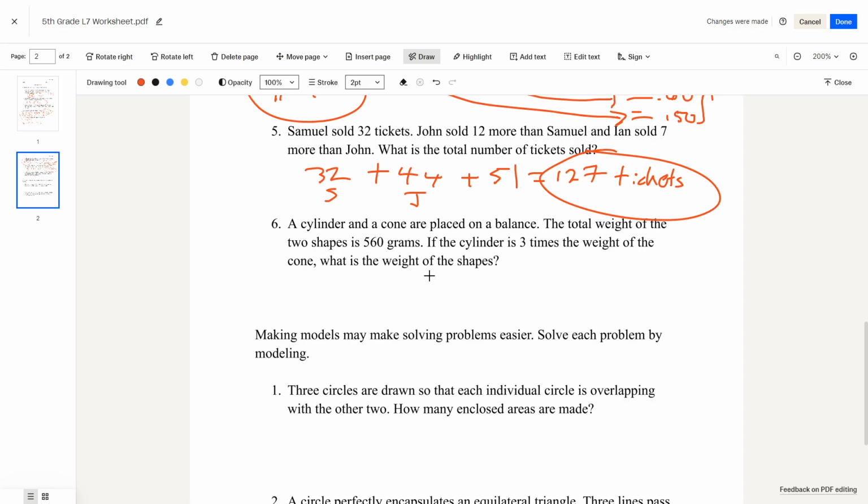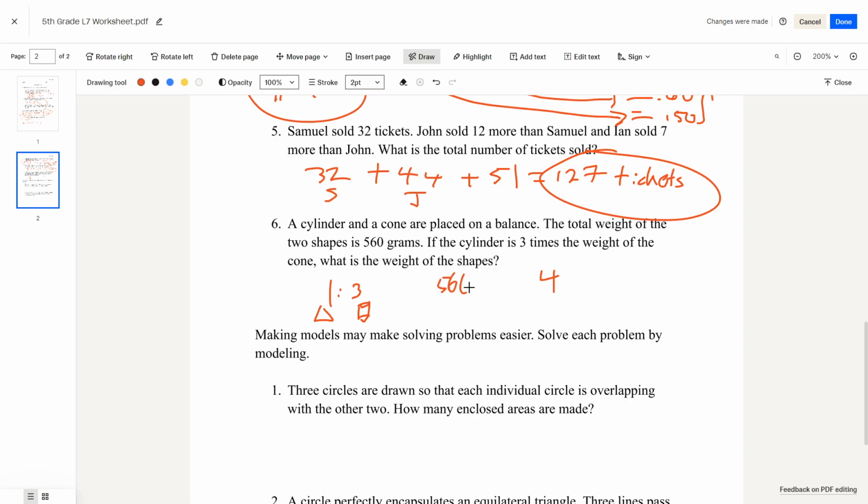A cylinder and a cone are placed on a balance. The total weight of the two shapes is 560 grams. If the cylinder is 3 times the weight of the cone, what is the weight of the shapes? That means there's a ratio of 1 to 3. For every 1 gram of the cone, there is 3 grams of weight on the cylinder. Therefore, all we need to do is a similar thing as up there. 1 plus 3 is 4.